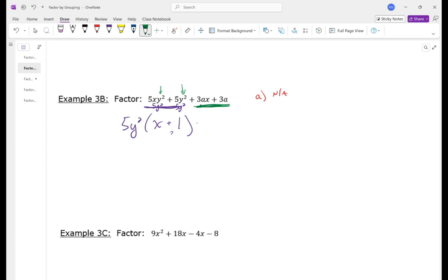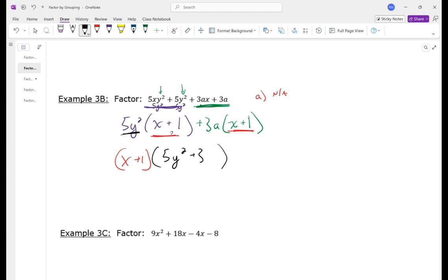These last two terms have a 3 and an a in common. So 3a times what will give me 3ax? That would be x. And 3a times what will give me 3a? Again, that's going to be a 1. I know that I did something right because these are the same. So that's going to factor out in front. And what's going to be left are these other guys, the 5y squared plus the 3a. I know that can't be factored anymore because they're all different letters.